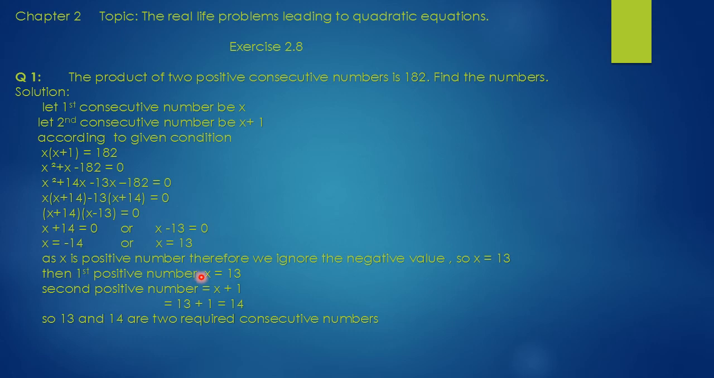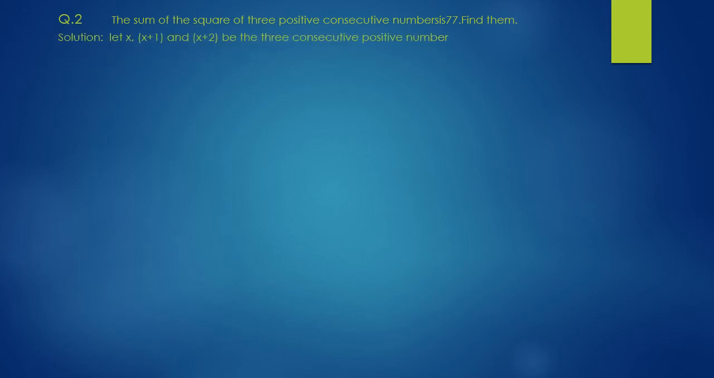Then first positive number is x is equal to 13, second positive number is x plus 1 is equal to 13 plus 1 is equal to 14. So 13 and 14 are two required consecutive numbers. Question number 2: the sum of the square of three positive consecutive numbers is 77. Find them. So solution: let x, x plus 1 and x plus 2 be the three consecutive numbers.